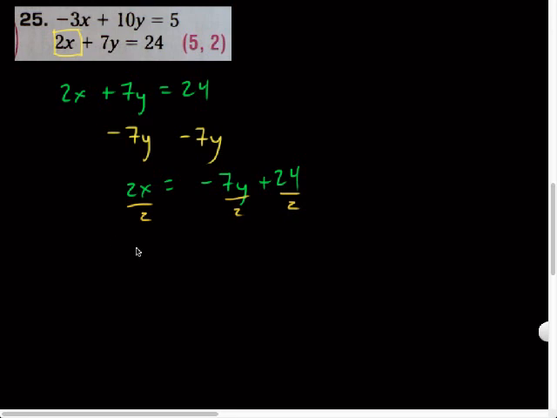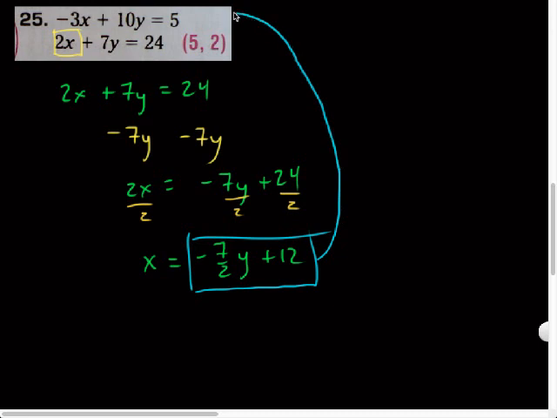I got you there. That's why. Negative 7 halves y plus 12, right? 24 divided by 2 is 12. 7 halves is a no-go. I can't simplify that. 7 halves. So this is the revised equation. So let's take this, and if it's truly equal to x, that means it's equal to x all the time. So I'm going to plug this into the other equation's x.